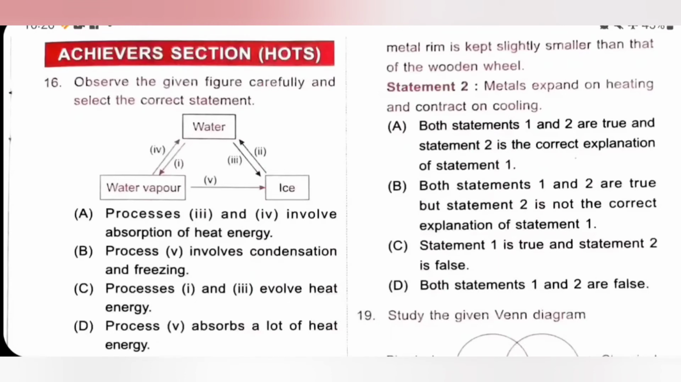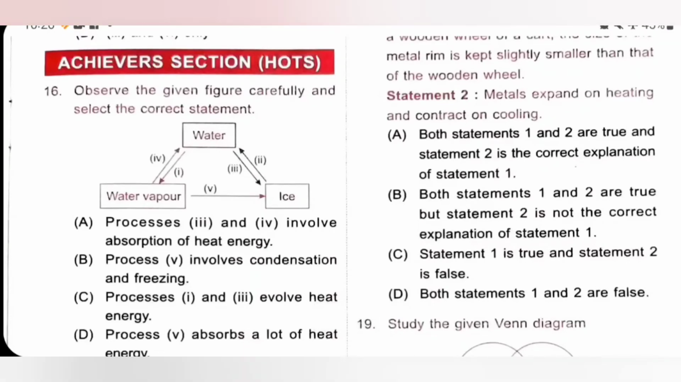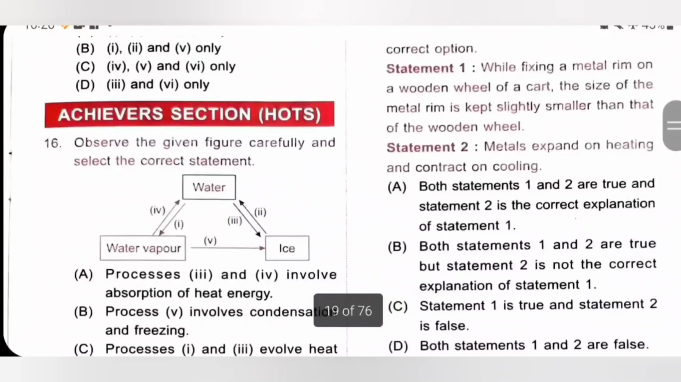B. Both statement 1 and 2 are true, but statement 2 is not the correct explanation of statement 1. C. Statement 1 is true and statement 2 is false. D. Both statement 1 and 2 are false. Actually, both statements are true and statement 2 is the correct explanation of statement 1. So, option A is the correct answer. Option A.